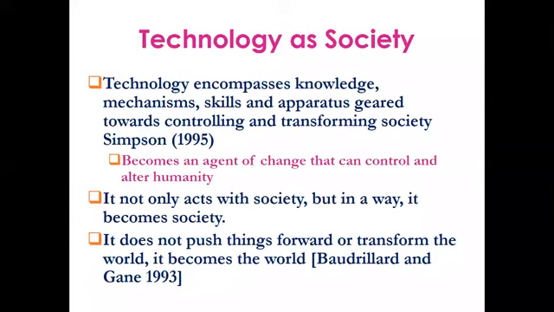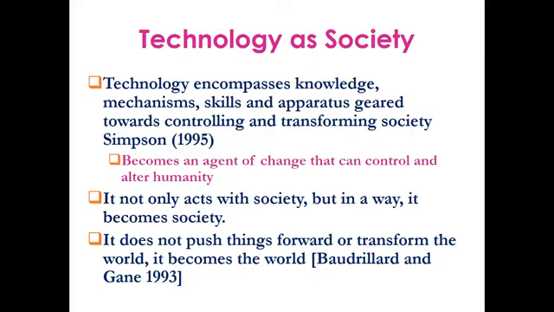Now, technology is also seen as society. Technology as society. Some sort of another metaphorical definition. Just like when we looked at it as knowledge, here it is seen as society. Technology encompasses knowledge, mechanisms, skills, and apparatus geared towards controlling and transforming society, according to Simpson. And it becomes an agent of change that can control and alter humanity. It not only acts with society, but in a way, it becomes society. That's the key argument: it doesn't just act with society, but it becomes society.